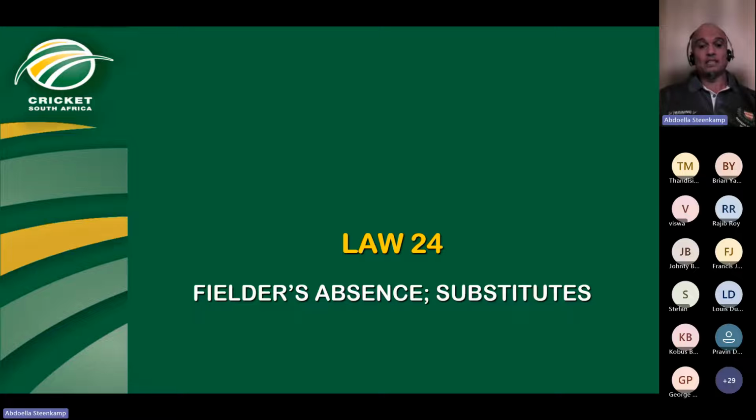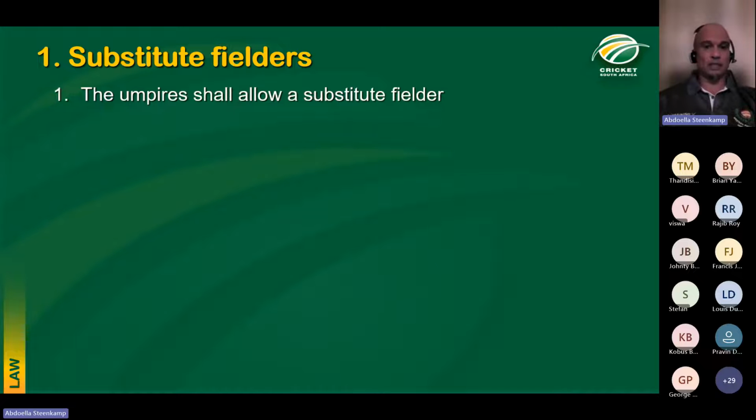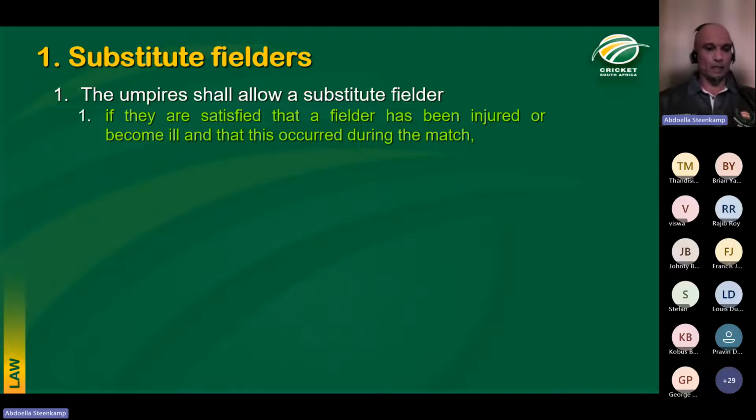Law 24 covers the fielder's absence and substitutes. So when will you allow a substitute fielder as the umpire? We get guided by the law. Again, it's highlighted in green, so there is a question in the exam about the substitute fielder.